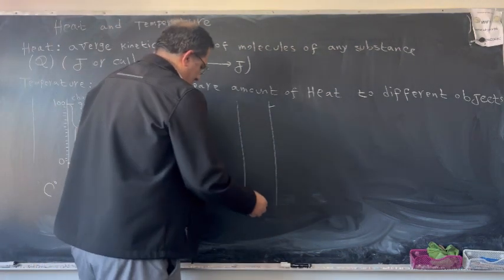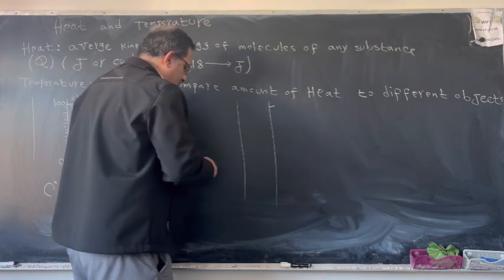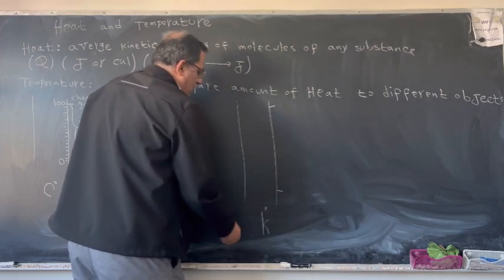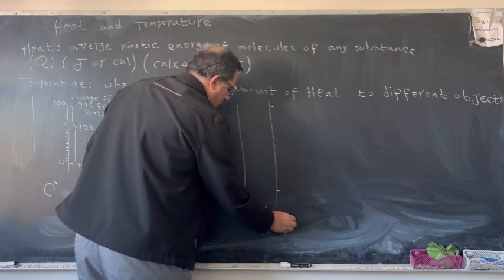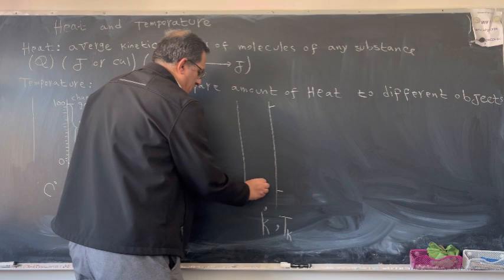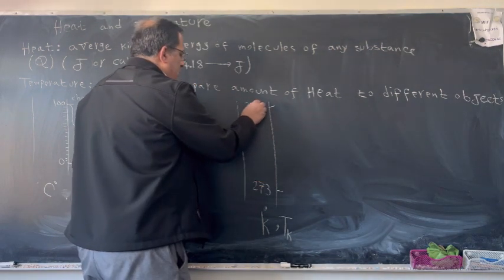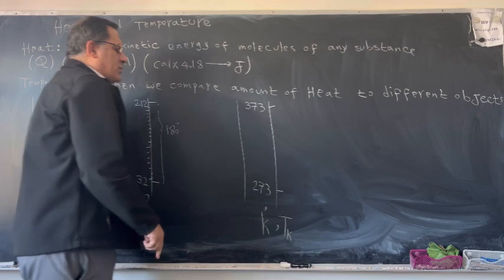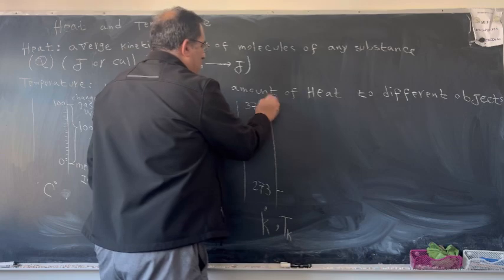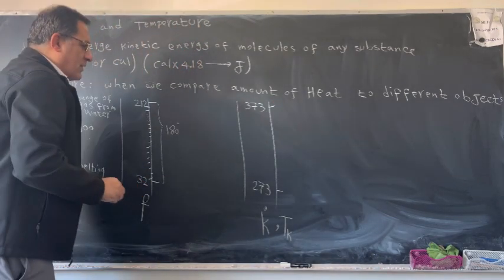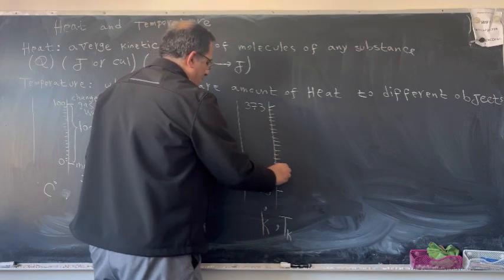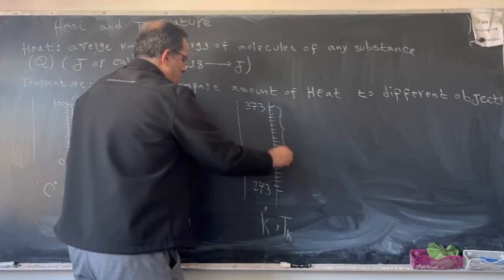The third scale to measure the temperature is Kelvin. You show it by capital K. The lowest temperature is 273, the highest temperature 373. At 273, ice converts to water, and at 373, water converts to gas. And here again you divide between 100 parts.